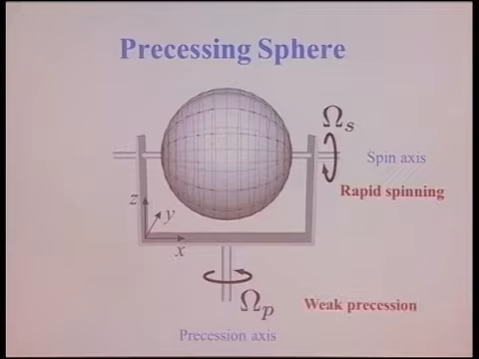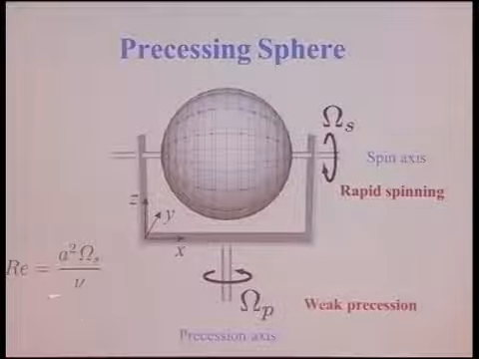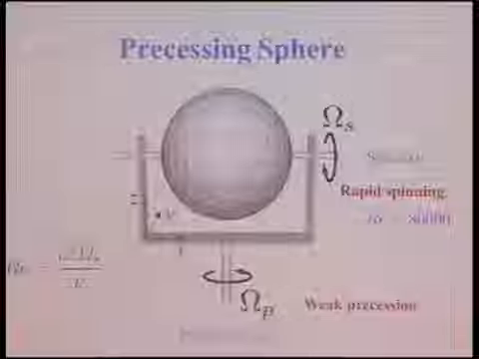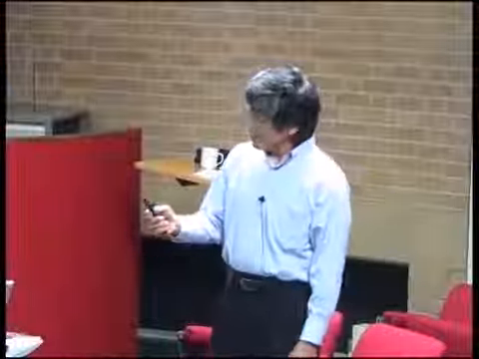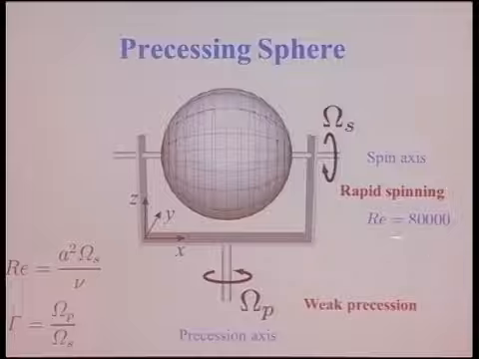Precession axis. This rotates rapidly. This is a slow rotation. And we define the Reynolds number by this. A is the radius of the sphere, and nu is the kinematic viscosity. Typically, we use a radius of 10 centimeters, and we use water. The rotation is about one turn in a second. Then the Reynolds number becomes 80,000.